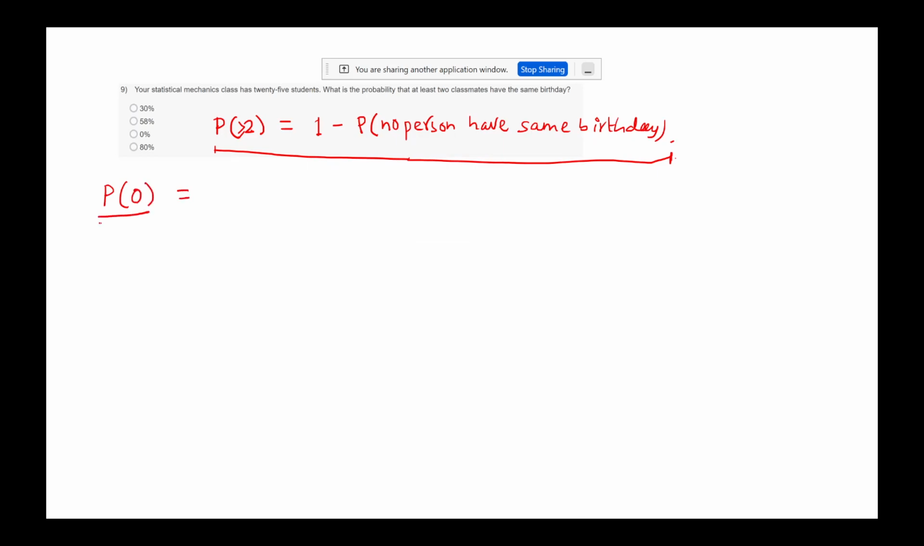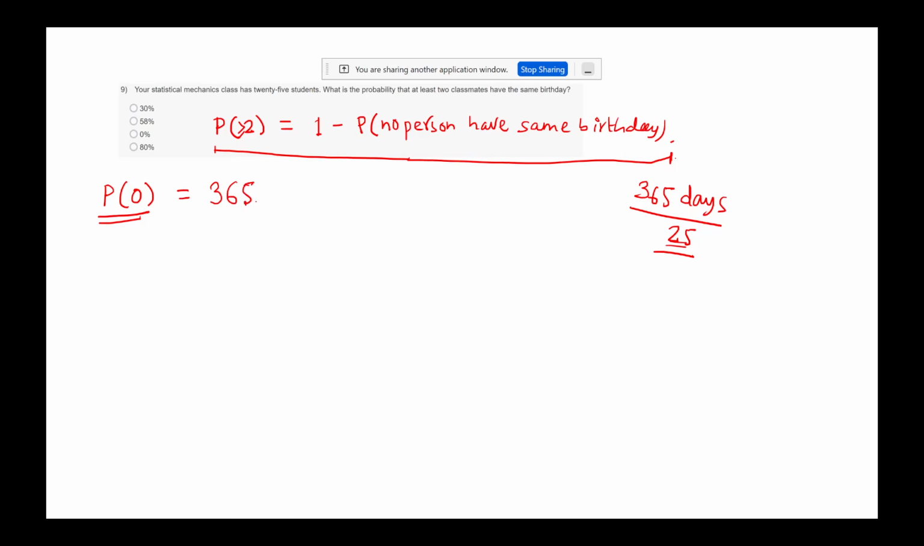I am denoting it as P0. Now there are 365 days and 25 students, and this is a classical permutation problem, where we are saying that these 25 people do not have the same birthday. So for the first student, how many possibilities are there of choosing his or her birthday? That is 365.